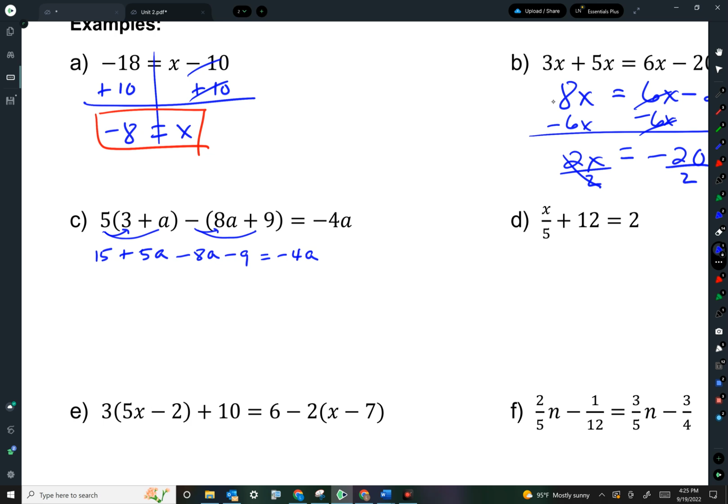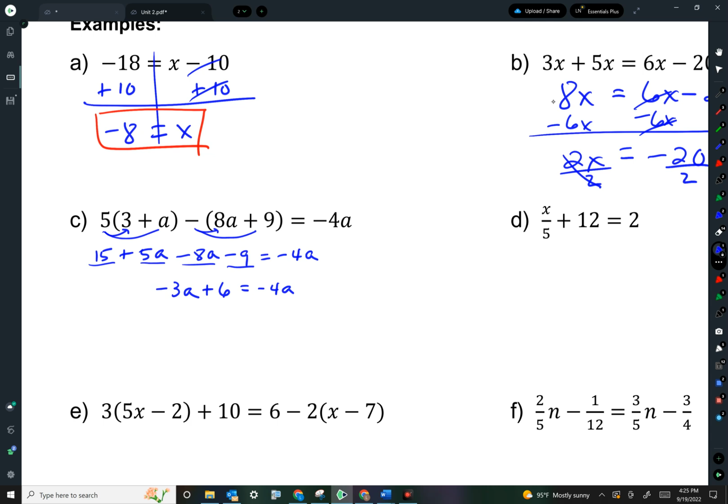I haven't simplified each side. So on the left side, let's combine our like terms. So for example, I've got 5a minus 8a is negative 3a. Also on the left, I have the positive 15 and the minus 9, which is positive 6, I believe. And then on the right side, I still have that negative 4a.